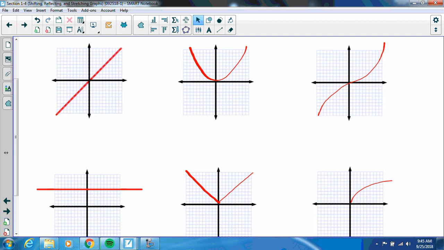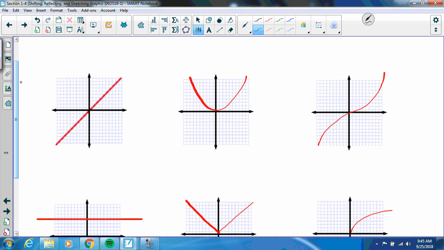Maybe I wasn't specific enough to the class. So, this is an even function. This is a function because it passes the vertical line test. But let me give you an example of what I mean.